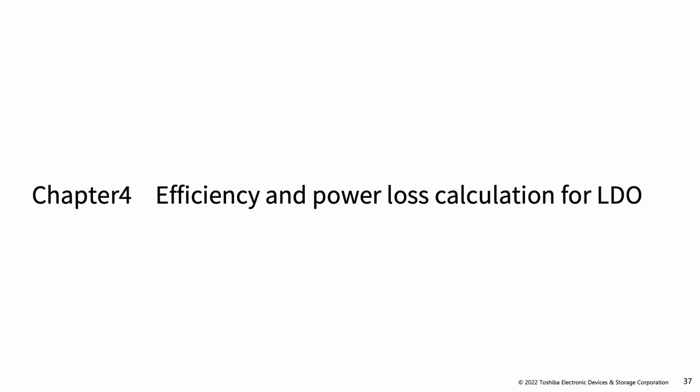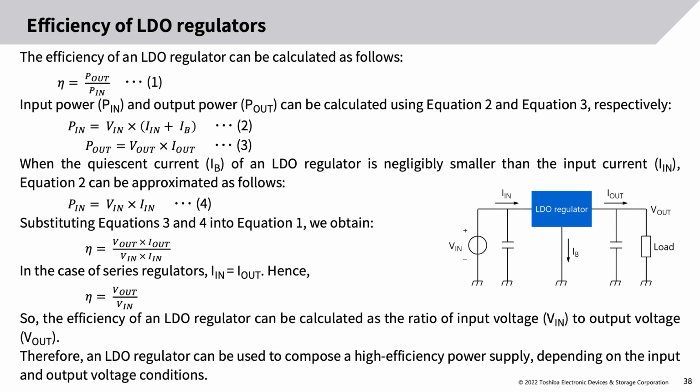Chapter 4. Efficiency and Power Loss Calculation for LDO. Efficiency of LDO regulators. The efficiency of an LDO regulator can be calculated as follows. Input power, Pin, and output power, Pout, can be calculated using equation 2 and equation 3, respectively. When the quiescent current, IB, of an LDO regulator is negligibly smaller than the input current, IIN, equation 2 can be approximated as follows.